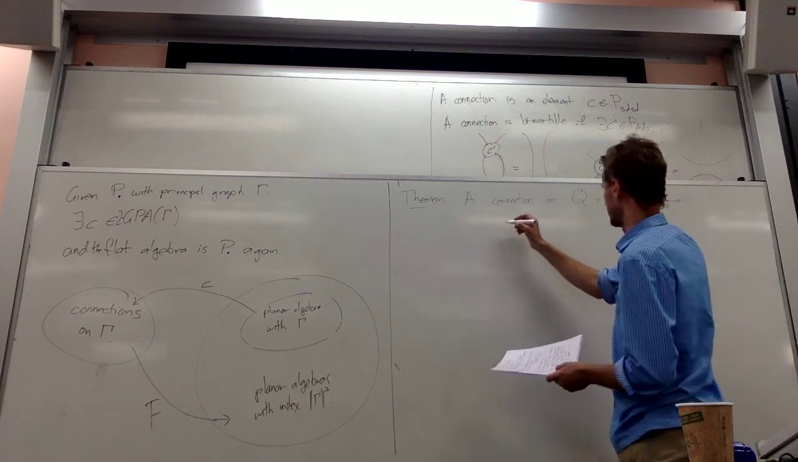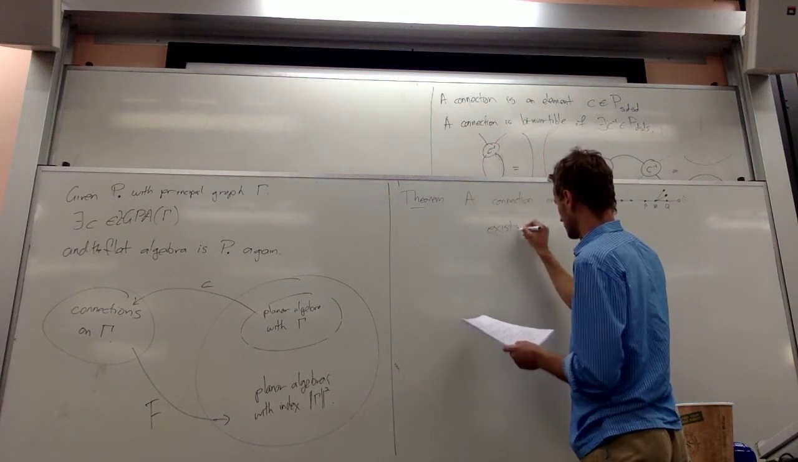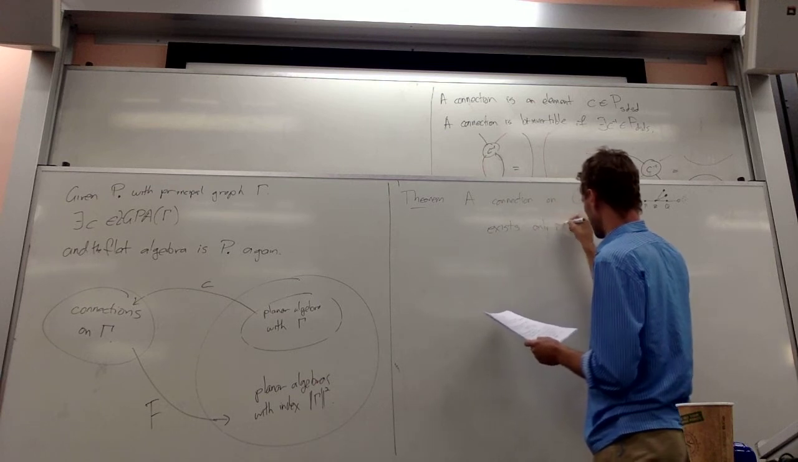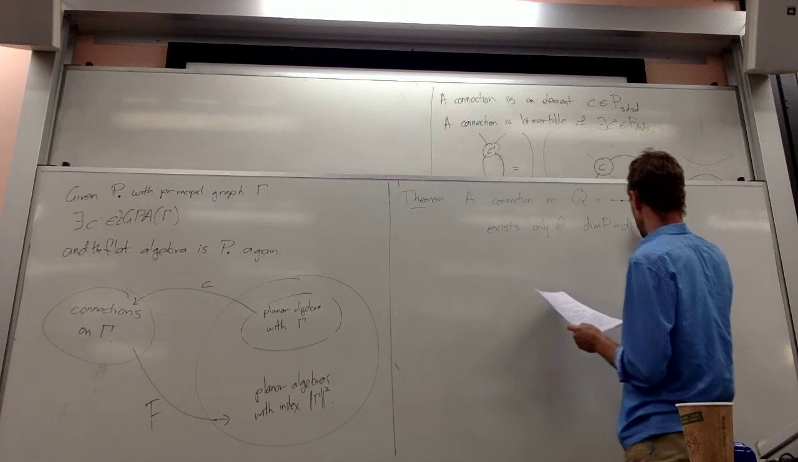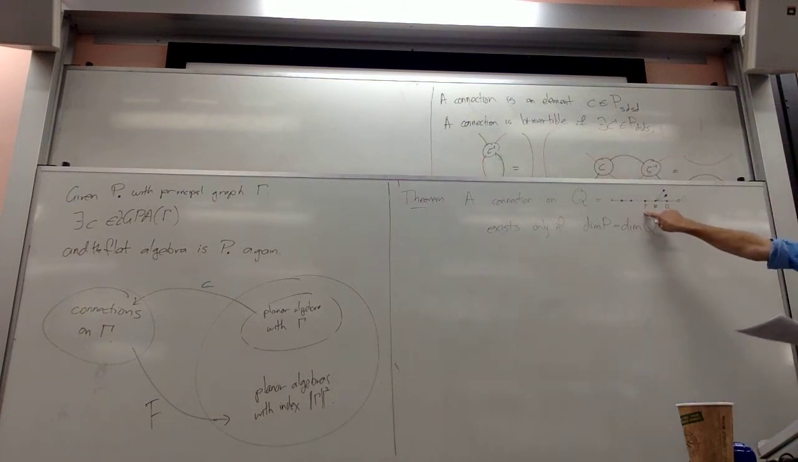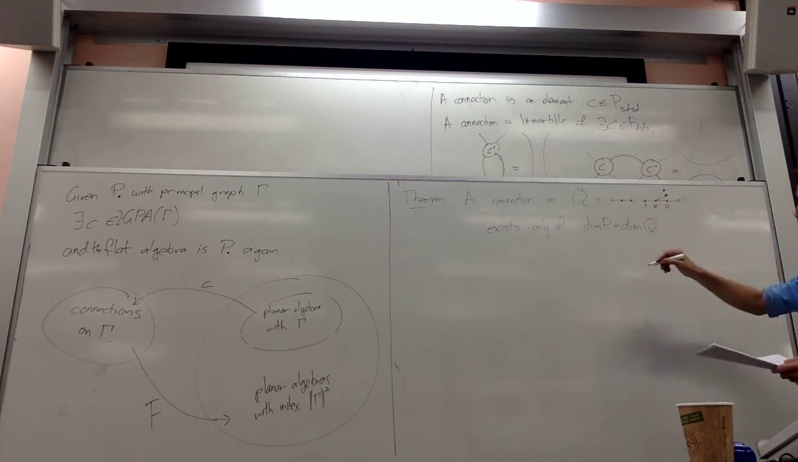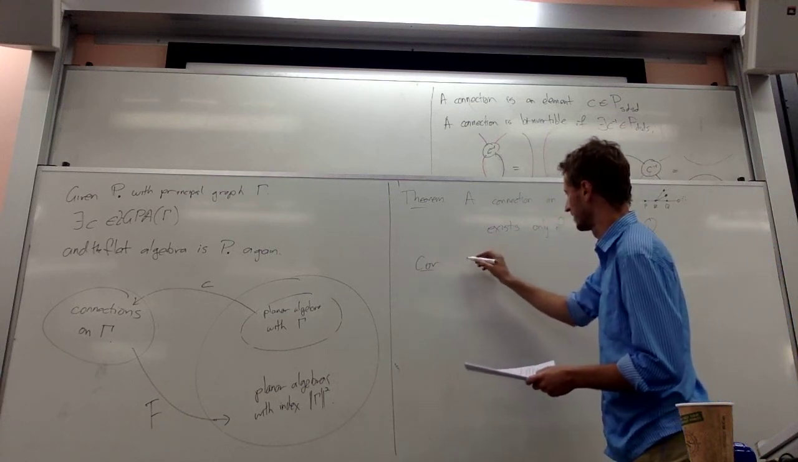And so all we need to say is a connection, blah, blah, blah, exists only if dim P equals dim Q. That is, those bimodules have exactly the same dimension. Okay?